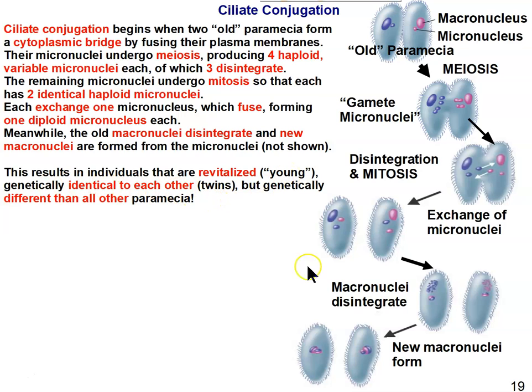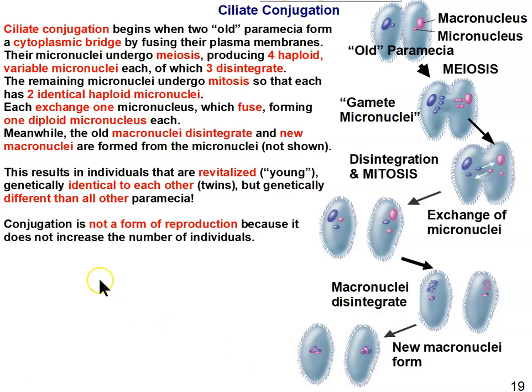They're genetically identical to each other because they've exchanged genes with each other, and they've mixed those genes together. They've shuffled those genes together into a new combination, but they both have that same combination of genes. But they're genetically different than all other paramecia. They're genetically unique, so that introduces variation into the population.